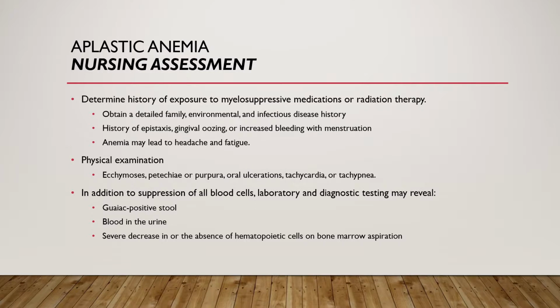Determine the history of exposure, history of bleeding, epistaxis from the nose, gingival from the mouth, increased bleeding with periods for female adolescents. Anemia can lead to headache and fatigue. They can have ecchymosis, that's bruising. Petechiae or purpura, those are little pinpoint spots or blue splotching. Oral ulcerations, tachycardia or tachypnea. You also might see guaiac positive stools and blood in the urine, and severe decrease or absence when they do a bone marrow aspiration. They just don't get anything out.